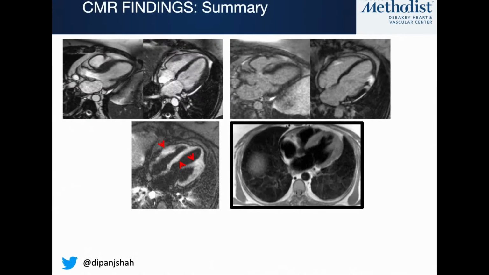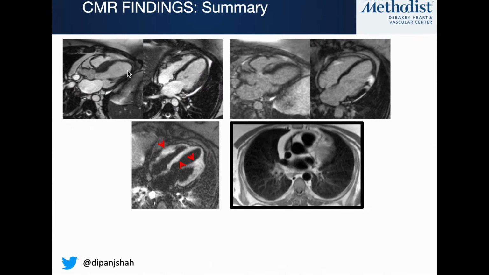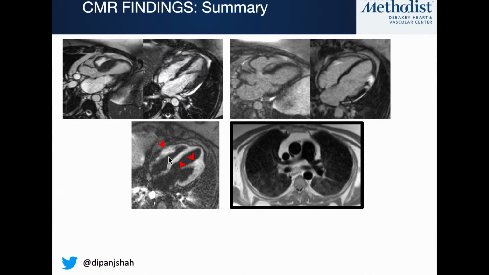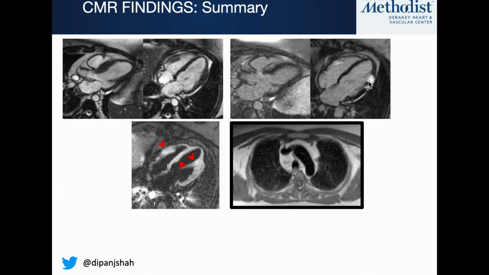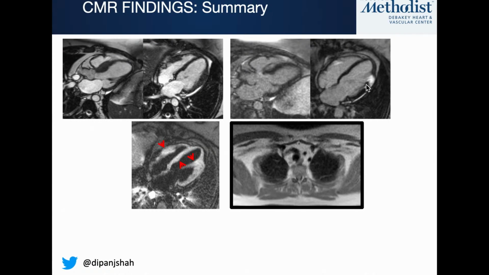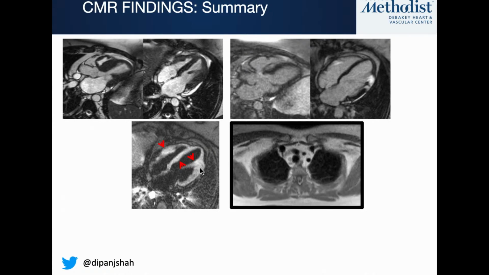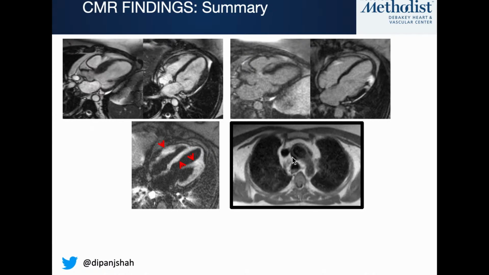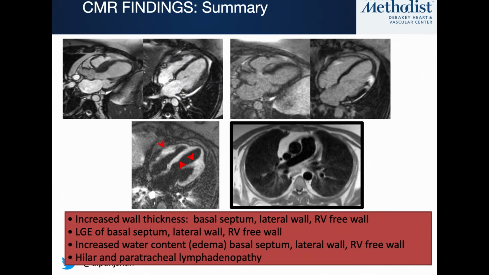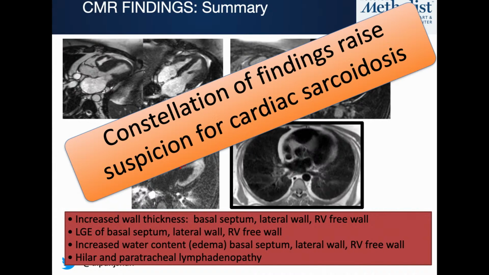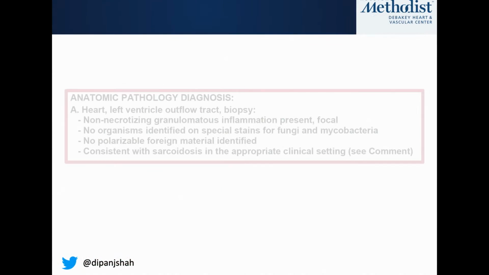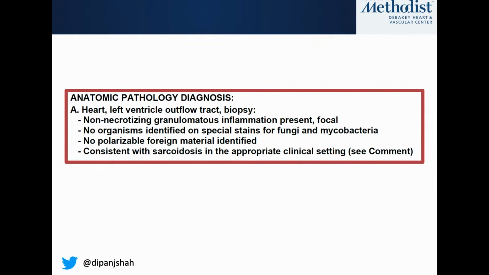When we put all of these findings together, focal increased wall thickness, increased contrast uptake after gadolinium administration, areas that show increased water content, along with the lymphadenopathy, this is really a constellation of findings that raises suspicion for cardiac sarcoidosis. This patient went on to undergo biopsy, which did confirm evidence of sarcoid infiltration within the myocardium.